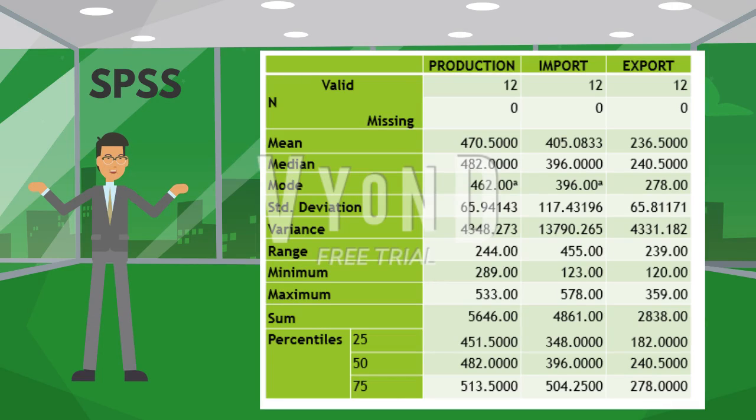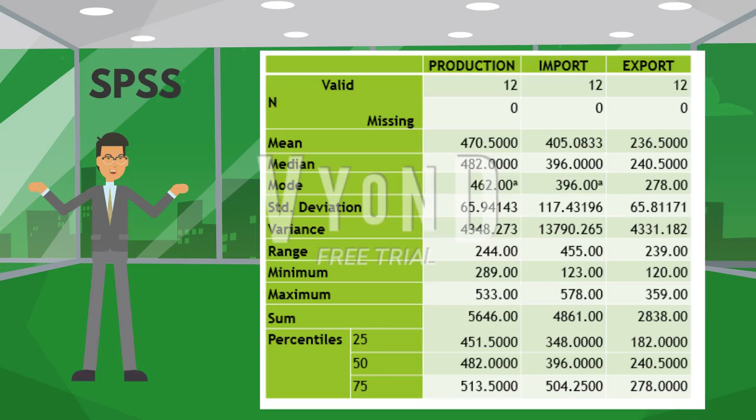The standard deviation for production is 65.94143, for import is 117.43196 and export is 65.81171. The variance of production data is 4348.273. The variance for import is 13,790.265 and for export is 239.00. And lastly is range.